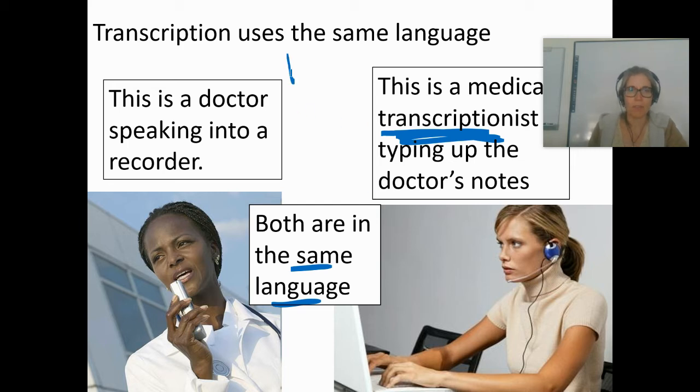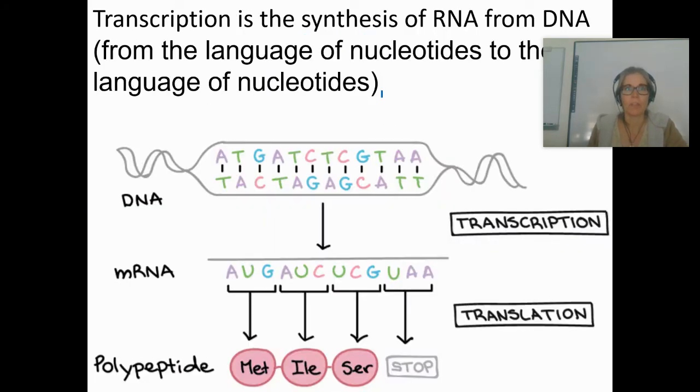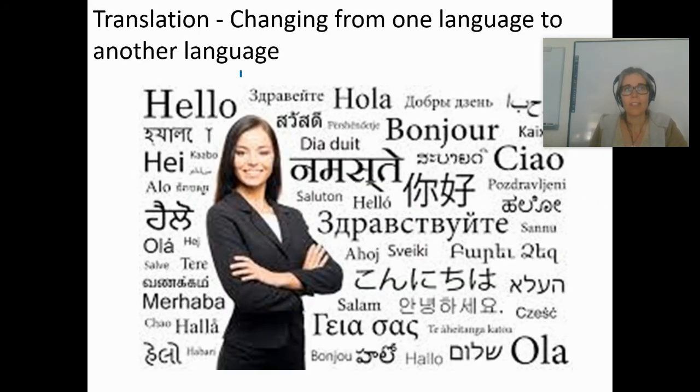If I gave you T, T, C, A, G, T, you could tell me that if this is the strand that the RNA polymerase reads, T goes with A, C goes with G, A goes with U. I bet you could do this for me, right? Transcription, same language. So transcription is the synthesis of RNA from DNA, the language of nucleotides to the language of nucleotides. Transcription. Translation is hard.